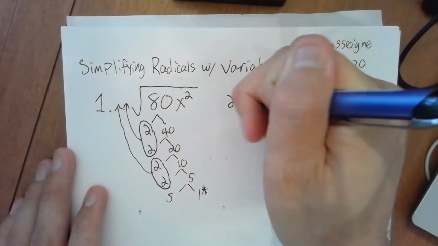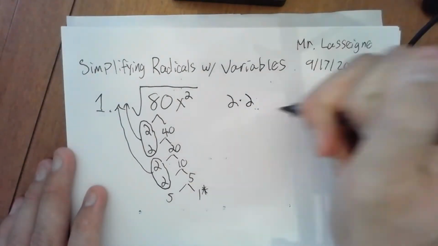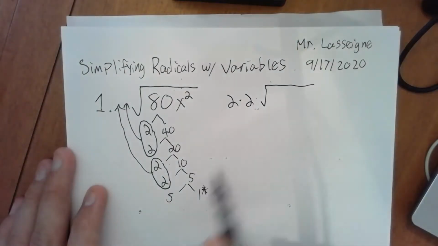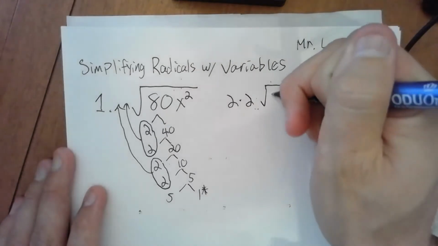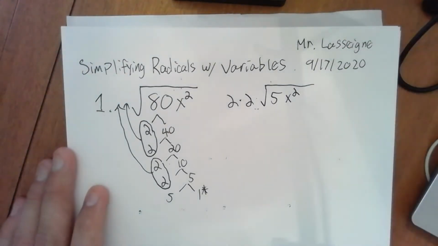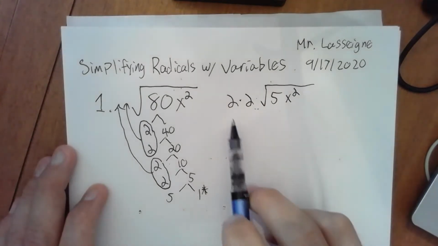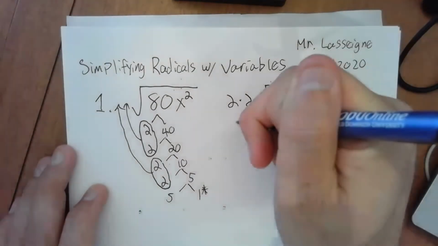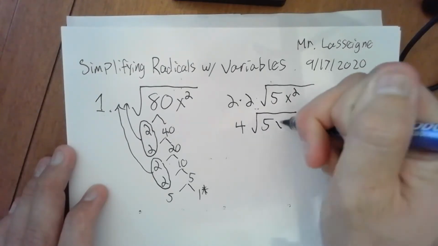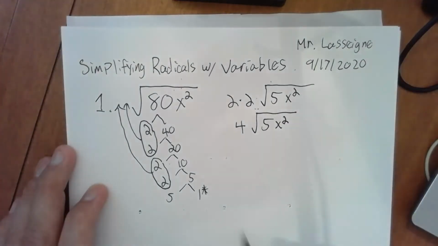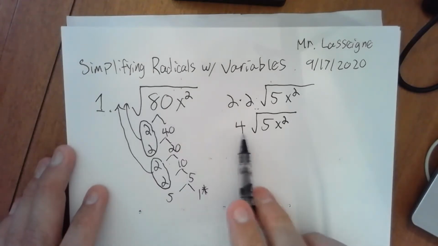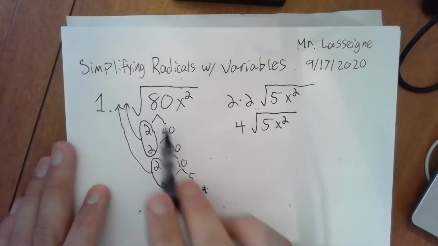So on the outside we have 2 times 2, and on the inside we have to throw that 5 back in since it doesn't have a pair. And leave the x squared there because we haven't touched it yet. Next, we need to just do 2 times 2. Okay. So basically, we simplified the square root of 80 into 4 times the square root of 5. So we've taken care of our 80.